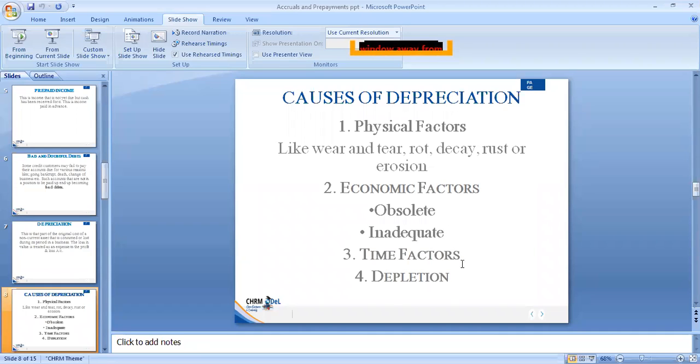We also have the time factors and the depletion. Depletion here, it works best in minerals. If, for example, we had the minerals, as we are using those minerals, we are depleting them, and things like that. Basically, those are the causes of depreciation.